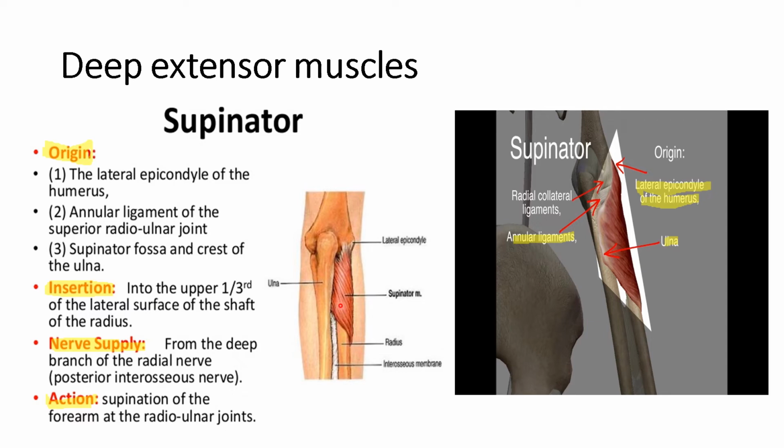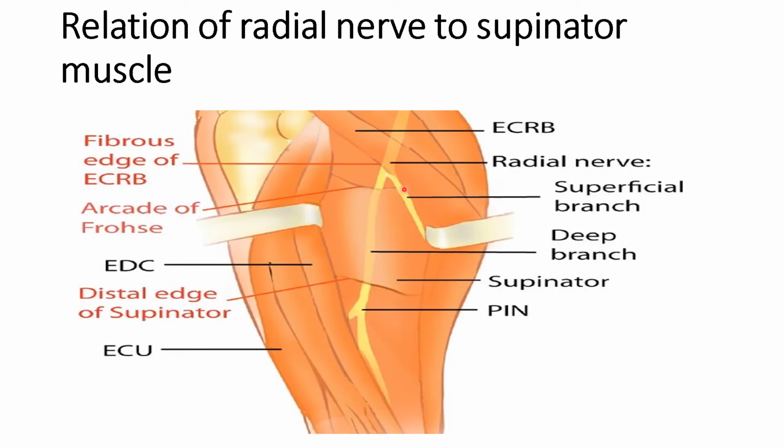This is the shaft of the radius, and the upper one third of the lateral surface of the shaft of the radius, and the nerve supply is the deep branch of the radial nerve, and the action is supination of the forearm at the radioulnar joint. So this is the radial nerve and its deep branch, it runs between the fibers of the supinator muscle and divides it into the superficial and deep part, and it passes from the cubital fossa to the posterior part of the arm. It exits the muscle and then joins the posterior interosseous artery, and here it is known as the posterior interosseous nerve. Later you study it in detail.